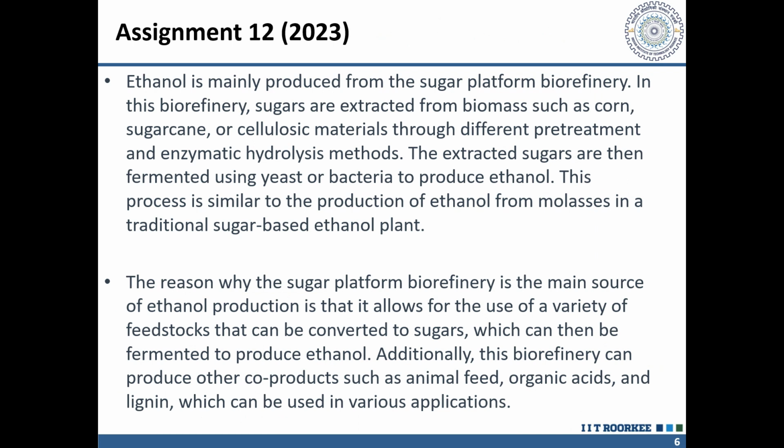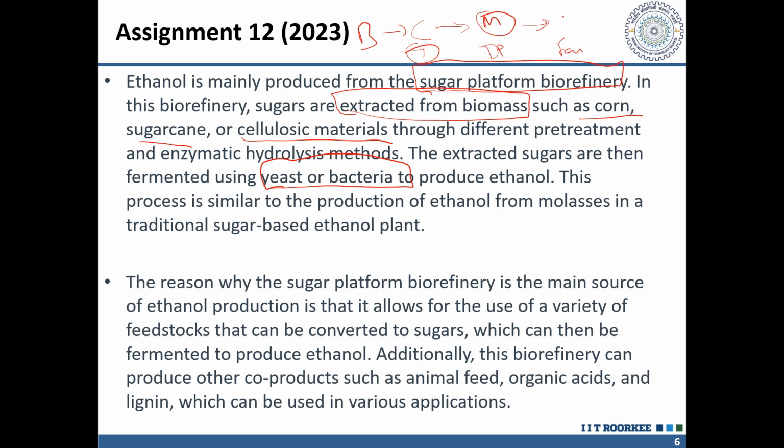So, ethanol is mainly produced from the sugar platform refinery. By now, we have seen this, and sugars. Where do we get the sugar? We get the sugar from biomasses such as corn, sugarcane, or cellulosic material through different pretreatment and enzymatic hydrolysis methods. The extracted sugars are then fermented using yeast or bacteria to produce ethanol. So we first treat the biomass to produce carbohydrates, which is done by pretreatment methods, and then we do the depolymerization to produce monomer sugars, and then we ferment them with the help of bacteria to produce ethanol. So this is a typical sugar platform refinery process.